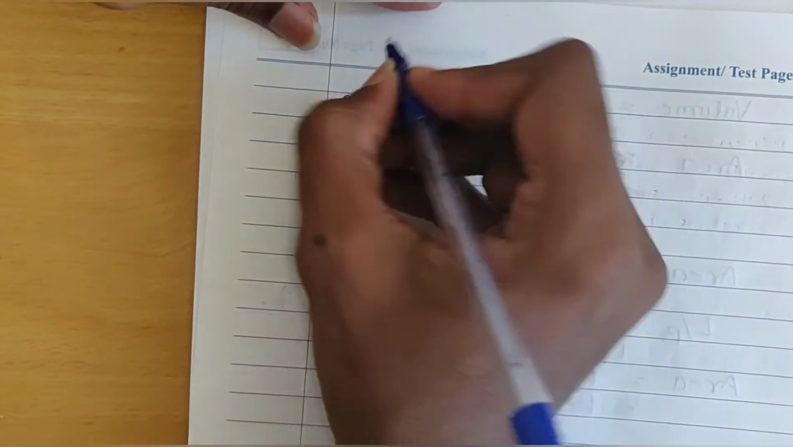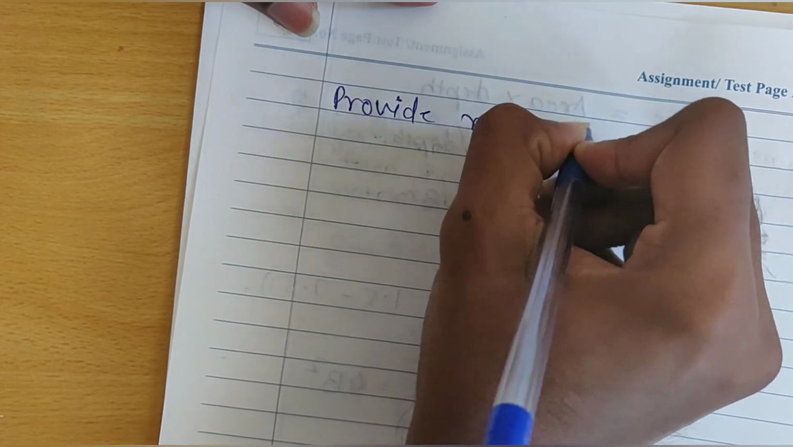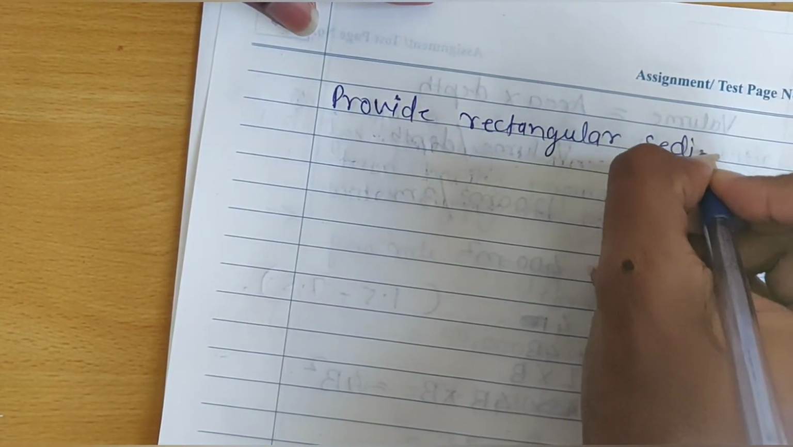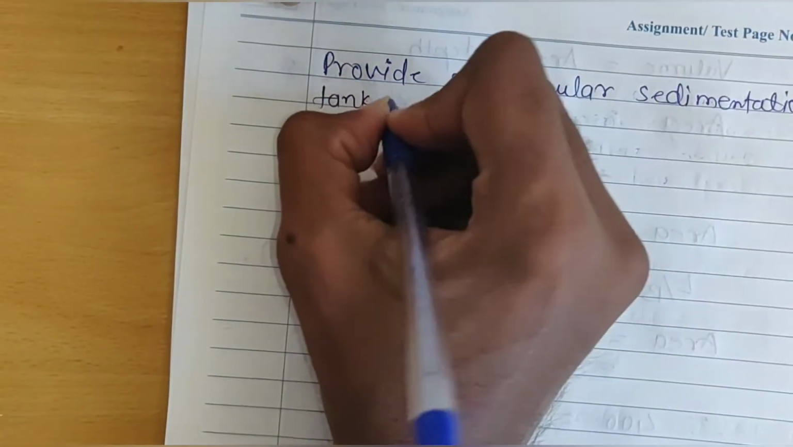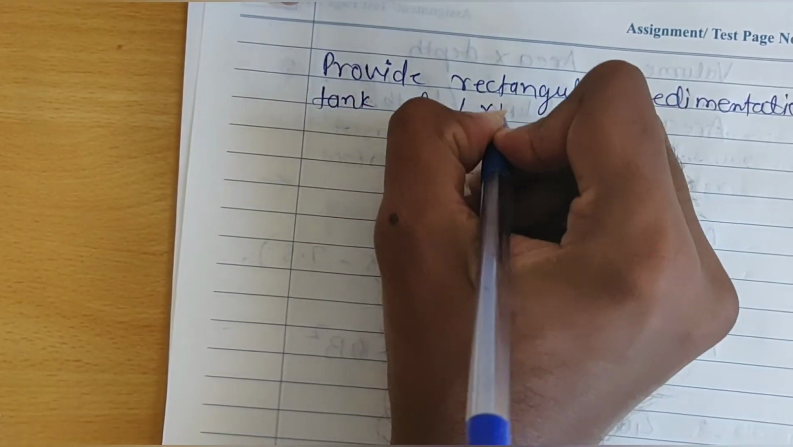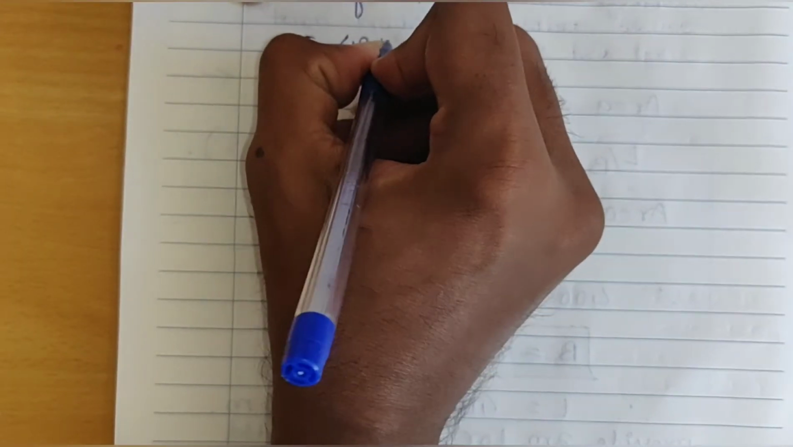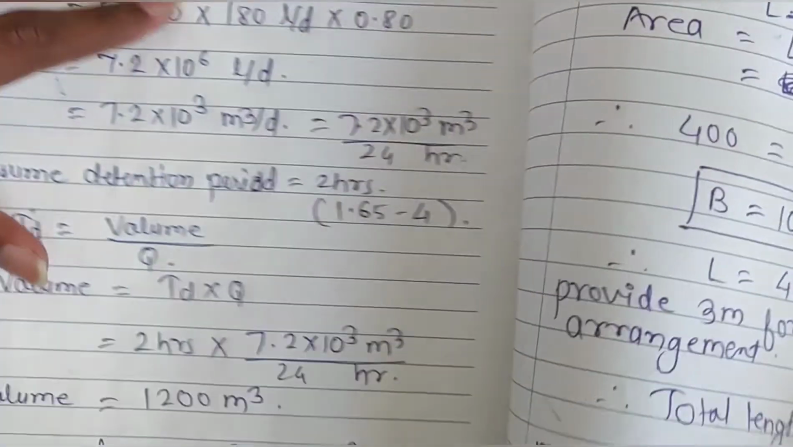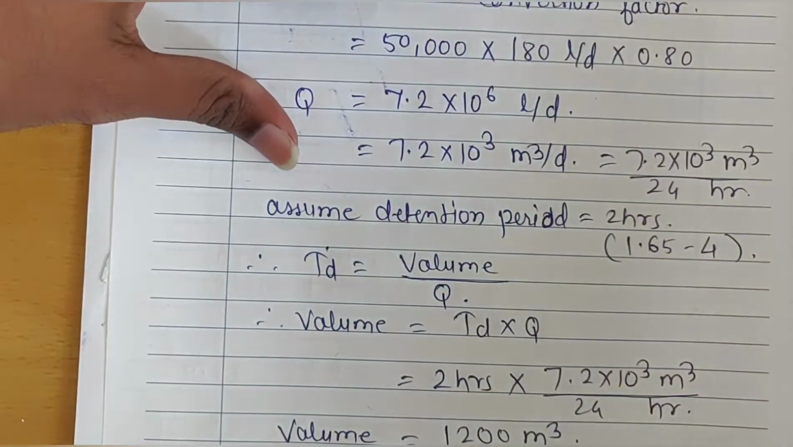So provide rectangular sedimentation tank of LBH as length is 43 meter, then breadth is 10 meter into H means depth is 5 meter. This is the design.